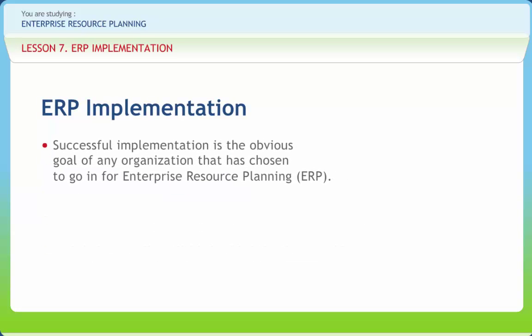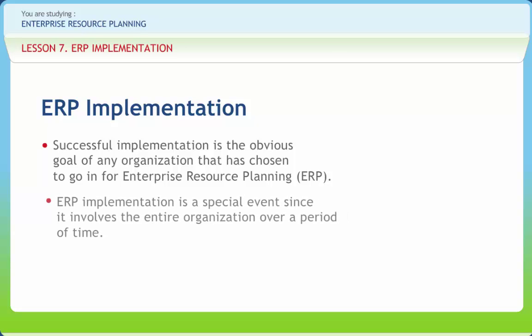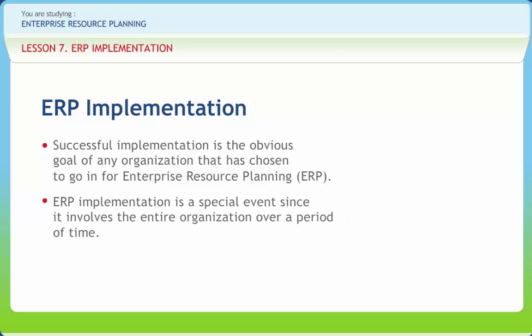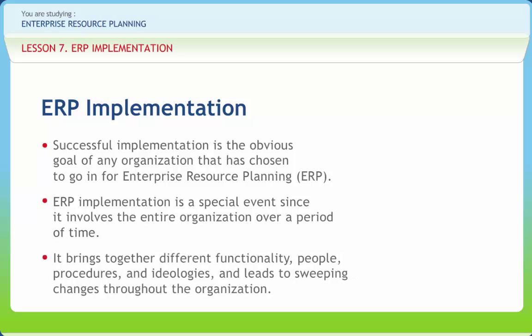Successful implementation is the obvious goal of any organization that has chosen to go in for enterprise resource planning, ERP. ERP implementation is a special event since it involves the entire organization over a period of time. It brings together different functionality, people, procedures, and ideologies and leads to sweeping changes throughout the organization. The ERP project lifecycle can be classified into the following three stages.